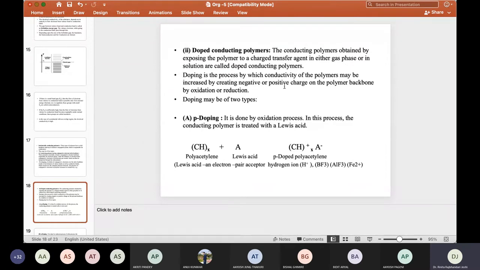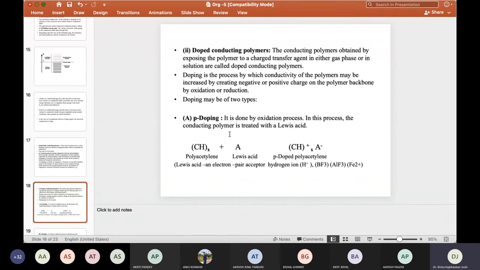And doping is the process by which the conductivity of the polymers may be increased by creating a negative or positive charge on the polymer backbone by oxidation or reduction. And this is of two types, p-doping and n-doping. Now in chemistry, what is p-doping? It is done by the oxidation process.